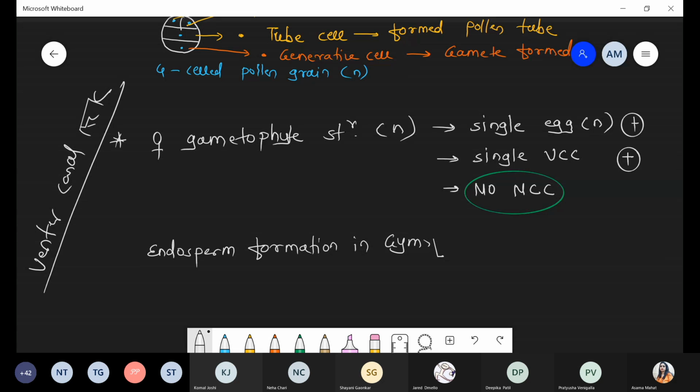Okay, so endosperm formation in the case of gymnosperms, these happen before the fertilization event. So in gymnosperms, basically, these are before the fertilization event.